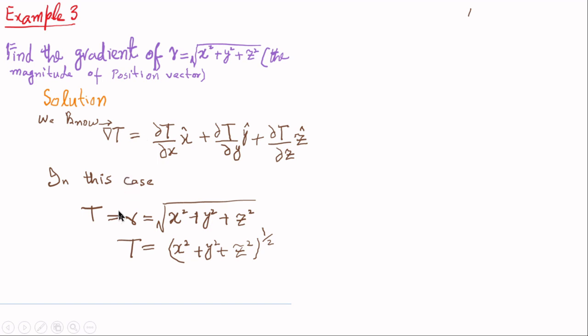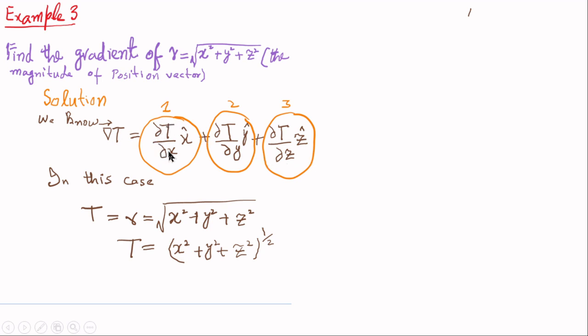In this case, the scalar function is r. So T is equal to r, which is the square root of x square plus y square plus z square. T is equal to x square plus y square plus z square raised to power 1 by 2. We can write the square root as power of 1 by 2. What is the method to solve the gradient of T? You must solve the first term, then the second term, and then the third term, and to find the gradient of T you will add all these terms.